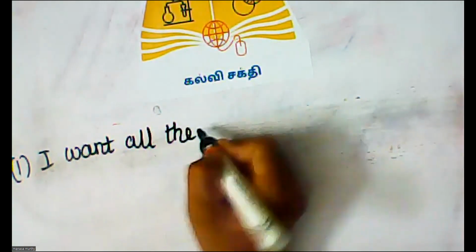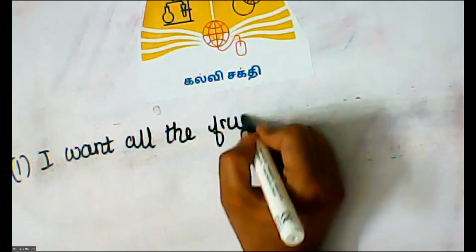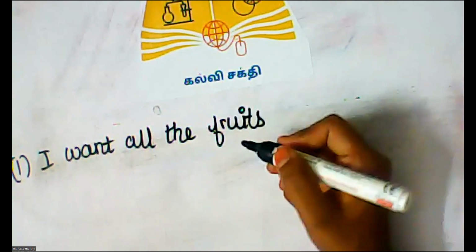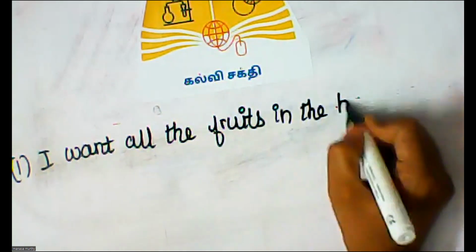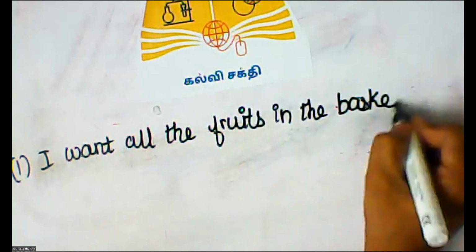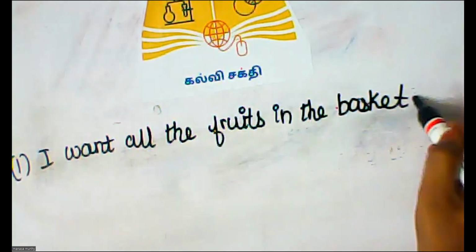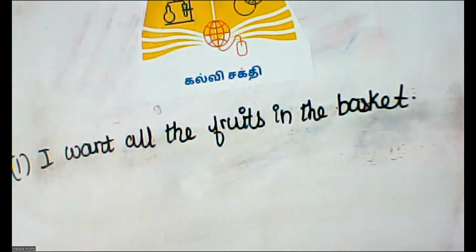I want all the fruits in the basket. I want all the fruits in the basket. If I am saying this sentence, I want fruits in the basket, you can say it this way too.